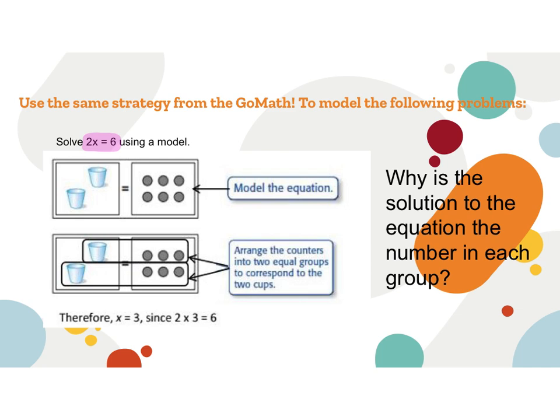If we plug in 3 for x, we find that both sides of the equation have the same value. 6 equals 6, so we solved it correctly. Why is the solution to the equation the number in each group? This is because we have to divide, the inverse operation of multiplication, to solve for the variable.